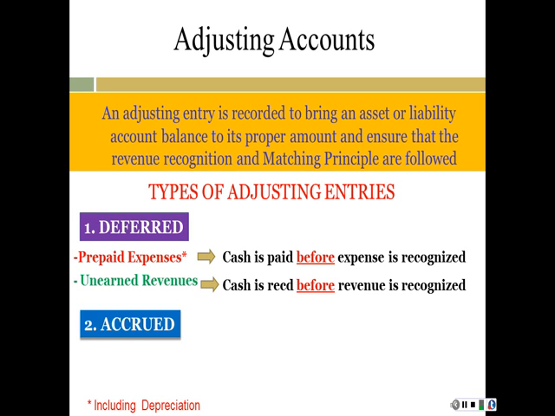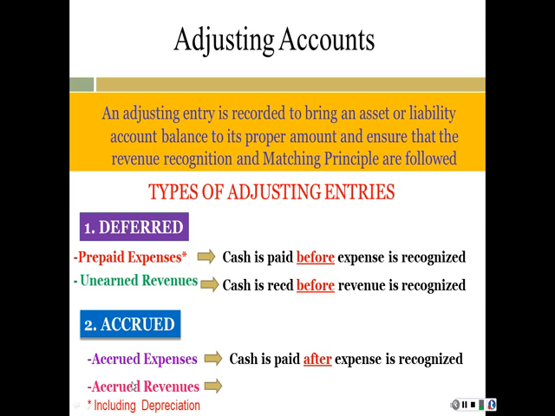The second type is accrued adjusting entries. The word accrued means to provide for something, to make a provision for something. And so there are two types of accrued adjusting entries. We have accrued expenses, also referred to as accrued liabilities, and these occur when cash is paid after the expense is recognized. So what we have here is we've incurred an expense, so we need to go ahead and record it even though the cash has not been paid.